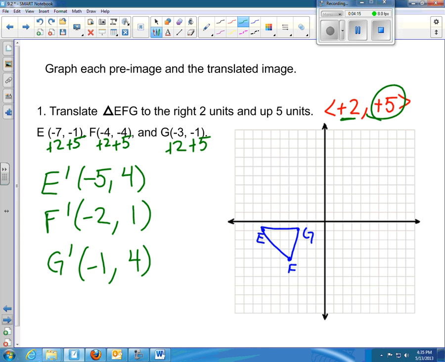So let's go ahead and graph our new image. E prime is over at -5, 1, 2, 3, 4, 5, and up 4, 1, 2, 3, 4. F prime is -2, up 1. And G prime is -1, up 4. So if we look, our points have moved up 1, 2, 3, 4, 5, and to the right 2. And that's exactly the directions that it gave us to do.